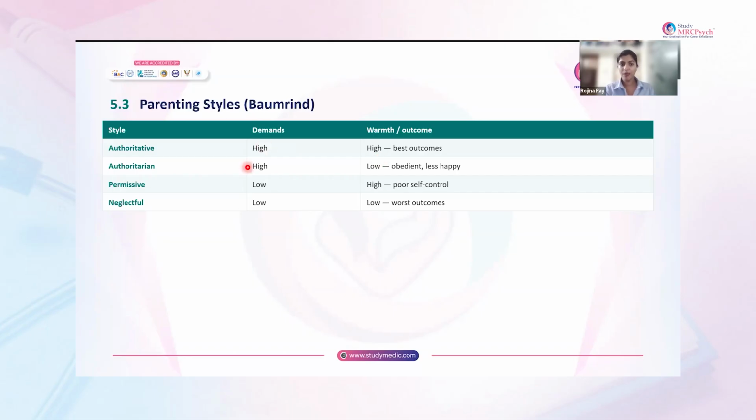Authoritative parenting is associated with high demandingness, they are highly controlling, but high warmth or responsiveness is shown towards the children. Whereas authoritarian parents are highly demanding but show low warmth towards the children. In permissive parenting, demandingness or control is low, but the responsiveness is high. Neglectful parenting, both are low.